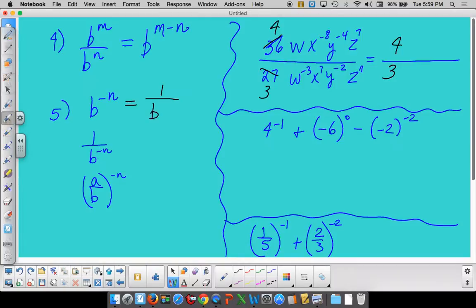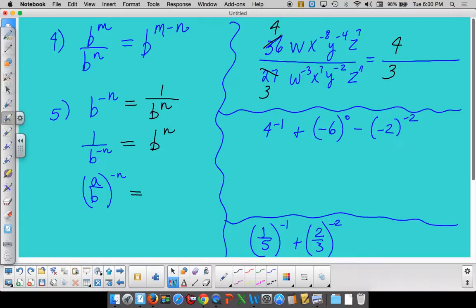So this would move down and become b to the positive n power. When you have a negative power, you simply move it from top to bottom and make it a positive power. So the second example here, if I have b to the negative n on the bottom, when I move it to the top, it becomes b to the positive n. And finally, this one's kind of a shortcut.